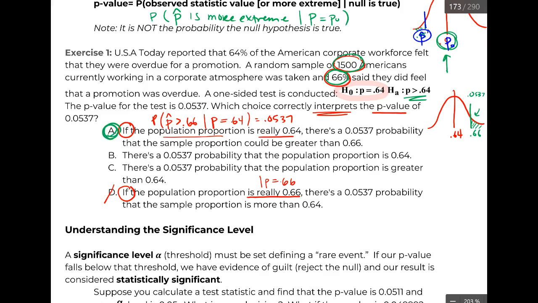And to look at those other wrong answers, B is just too simple. There's a probability the population proportion is 64%. That's just not complicated enough. That's a very common misconception because students want it to be that direct and think, oh, it's a low probability, so this is probably unlikely. But it's always about the observed value, because the population proportion is a set value. We can't have probabilities or randomness associated with that. All right.